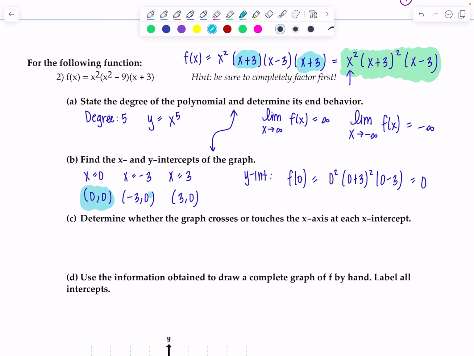Yeah? And you can have more than one x-intercept. A function can never have more than one y-intercept, because then it wouldn't be a function. It would violate the vertical line test. So we're good. We already got this, but we confirmed.